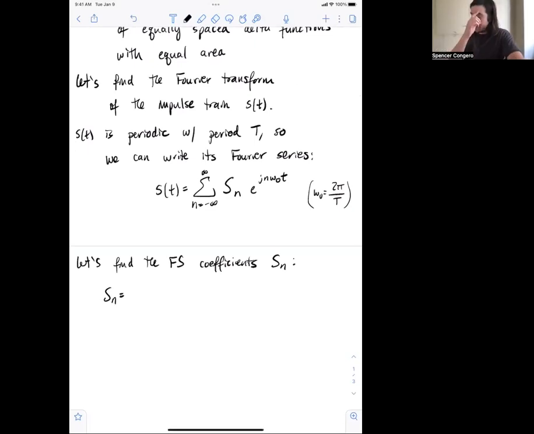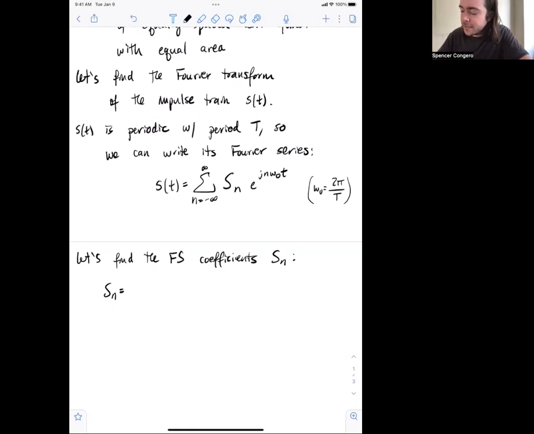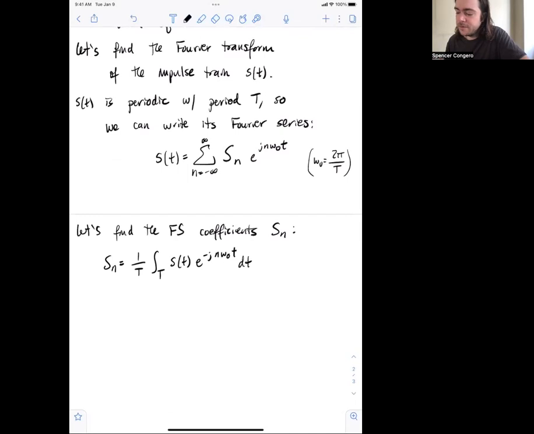Okay, so we know how to do that. This would be a good practice problem if you want to just pause the video and try this on your own first. But these Fourier series coefficients S sub n, we know that they're just 1 over the period times the integral over a period of the function S of t times e to the negative j n omega naught t dt.